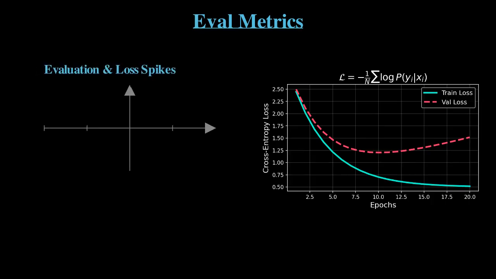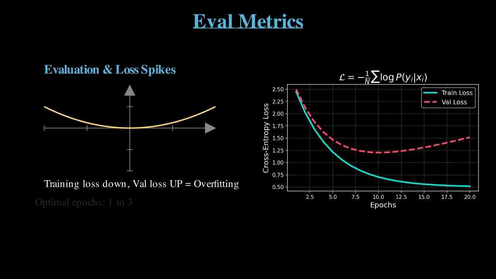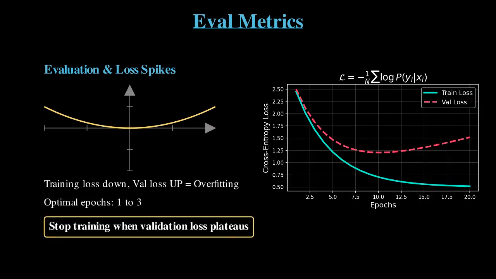Monitoring evaluation metrics is how you detect overfitting. If training loss decreases but validation loss spikes, the model is memorizing the training data instead of generalizing. This is often seen if your dataset is too small or you train for too many epochs. Generally, 1 to 3 epochs is sufficient for LLM fine-tuning. Unsloth accelerates the evaluation loop as well, allowing frequent validation checks without significantly increasing the total runtime.